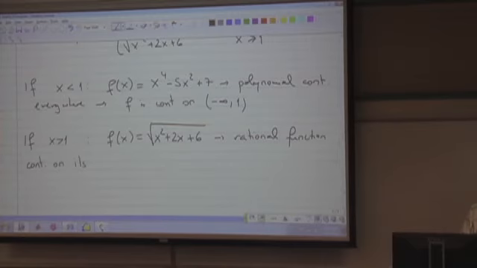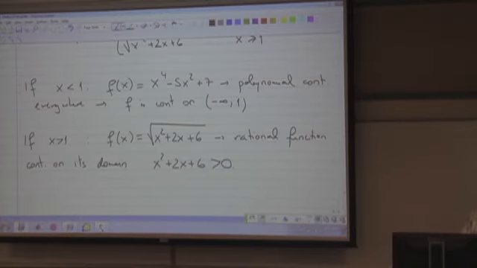on its domain. What is its domain? All reals. Why all reals? Because x squared plus 2x plus 6 ends up being strictly positive. Why is it always strictly positive? Well, because the discriminant is less than 0.